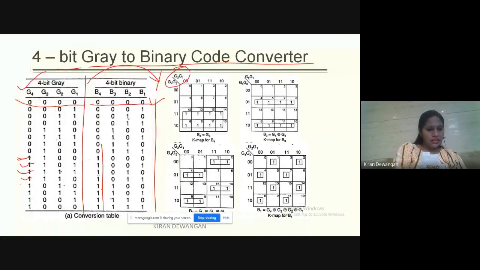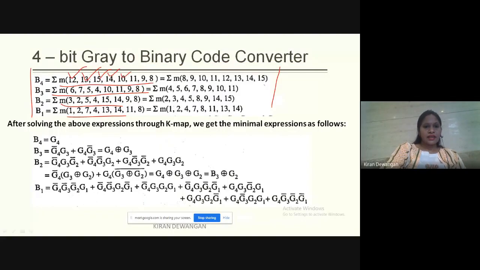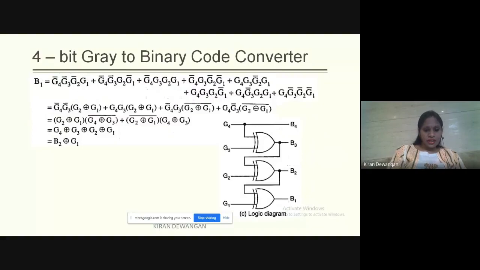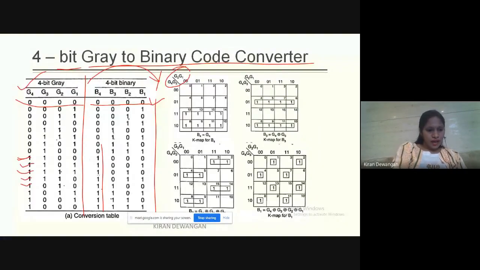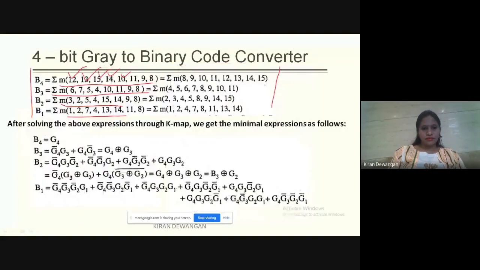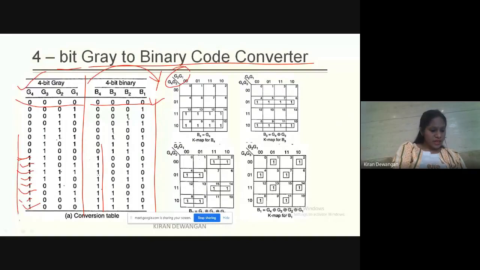And we have 1010. 1010 is 10, and it's also mentioned. Then we have 1011, it's 11, and 9, 8. All these are mentioned here. Now this has been written in a sequence: 8, 9, 10, 11, 12, 13, 14, 15. This is how we write the expressions.